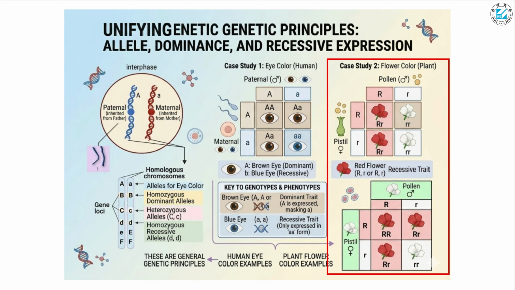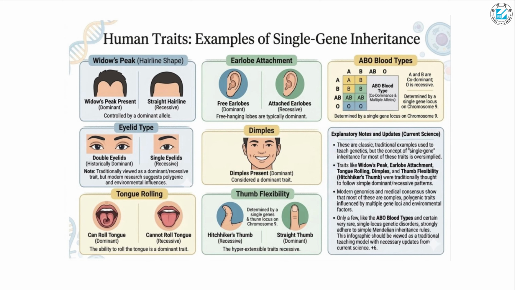So in case 2, flower color also follows the same principle. So here you see the large R and small r. The red flower is large R, small r, and the white flower is small r, small r. So the small r is the recessive trait, and the large R is the dominant trait. Okay, the other examples you can see in this slide.